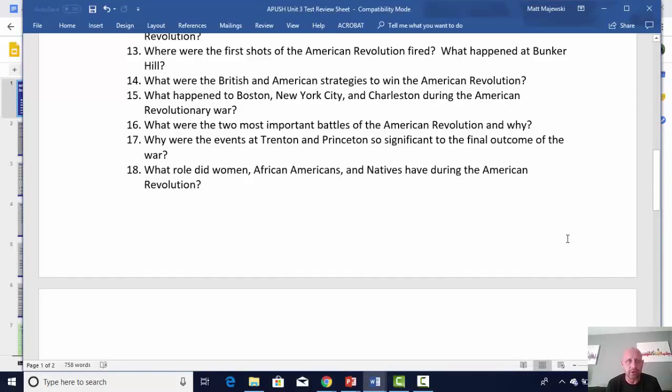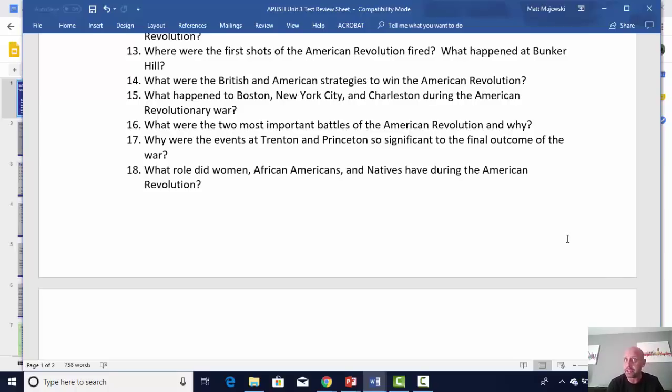Question 15, what happened to Boston, New York, and Charleston during the Revolution? Those are three of the largest four cities in the American colonies. They were captured by the British. Remember, the British control the sea. They control the coastline. They can land troops anywhere they want to with the protection of their navy. And so they're able to seize the major cities, and they think that's going to be the key to victory.